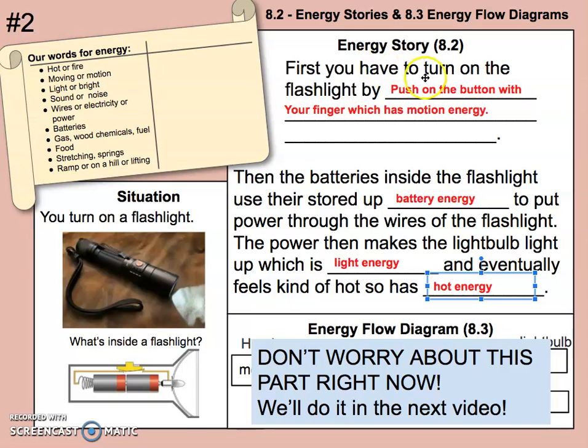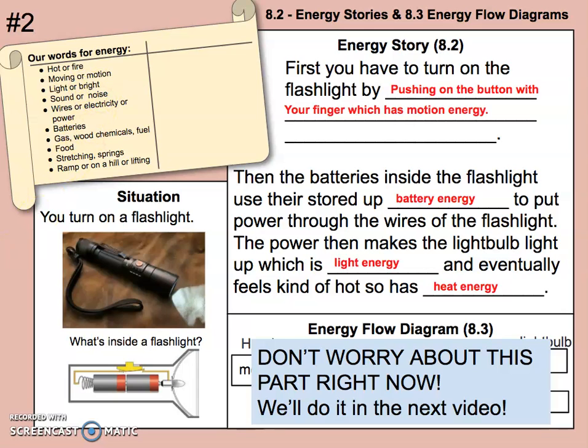We know that first you have to turn on the flashlight by how about pushing to make it grammatically correct? Pushing on the button with your finger, which has motion energy. Then the batteries inside the flashlight use their stored up battery energy to put power through the wires of the flashlight. The power then makes the light bulb light up, which is light energy, and eventually feels kind of hot, so has heat or hot energy. You could also say heat energy, that would be okay too. I know it's not on our list, but it's cool.